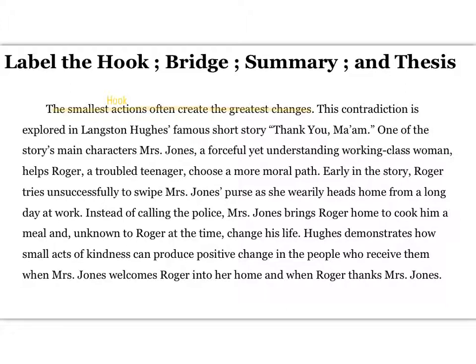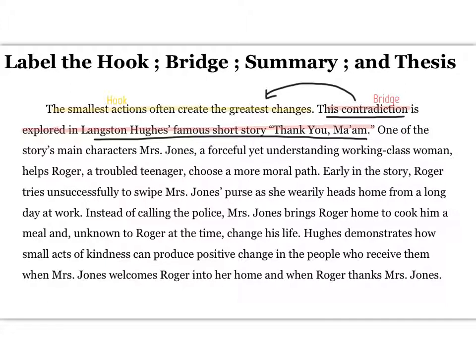Next, we need to find the bridge. Remember that the bridge has to connect the hook to the specific details of the story. So when I say this contradiction, that's referring to the contradiction that exists in the hook, that small actions create great change. It also, by the end of this sentence, connects to the author and the title of the story that I'll be talking about. That means this second sentence is my bridge.